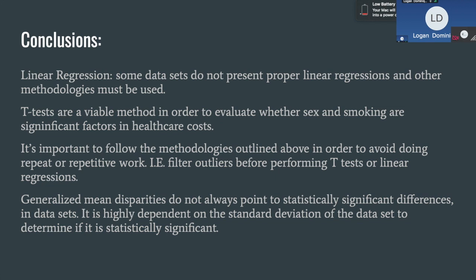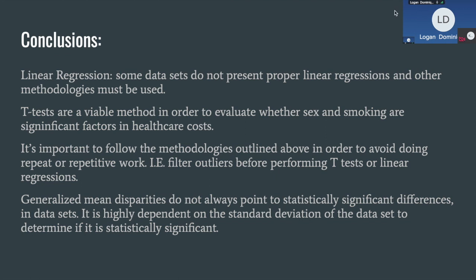It's important to follow the methodologies outlined above. So in our flowchart, we initially didn't follow that directly. We found out eventually that it was important to follow that directly in order to have proper data formatting. We initially didn't remove the outliers, and then we ran the t-test first, which required us to come back and review the outlier testing.